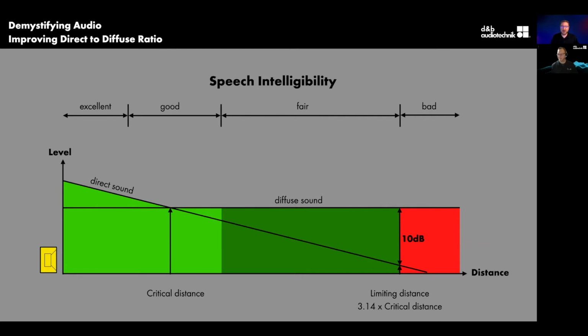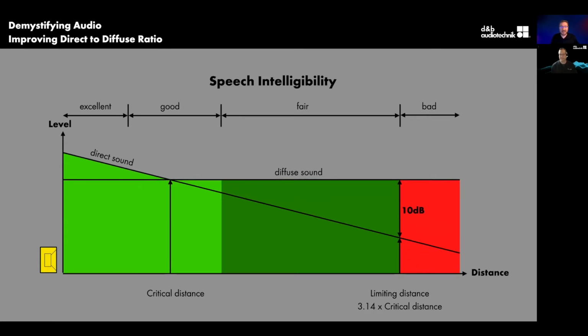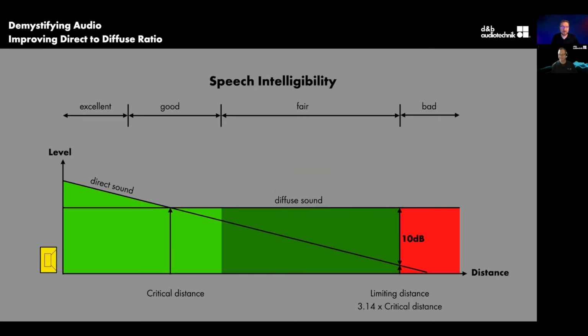Now, how can we actually improve this ratio? A common way that people think is the best way is to just turn up the direct sound. And as we can see, that really doesn't work. The direct sound is going to turn up in direct relation to the diffuse field. So turning it up is not going to be the solution.